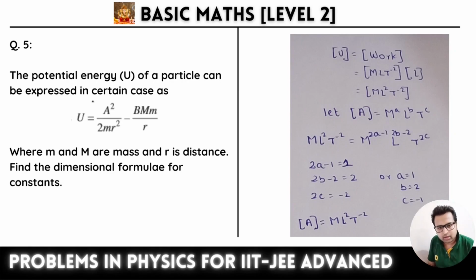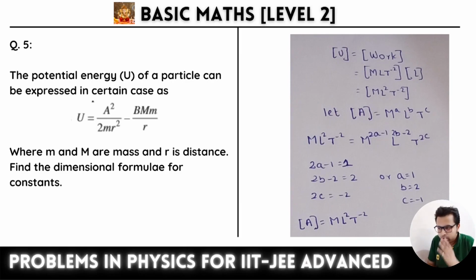Now you know that, according to the principle of dimensions, in any equation where you have addition or subtraction, the dimensions of all the independent terms should be equal. It means the dimension of A square upon 2 m r square should be equal to the dimension of U. Using this concept, we can get to the solution. We can assume the dimension of A to be M^a L^b T^c, because we don't know it, so we are taking a, b, c as unknowns.